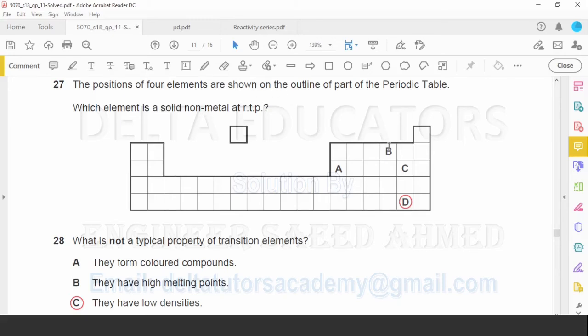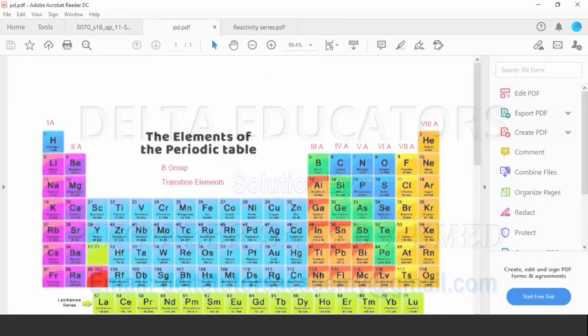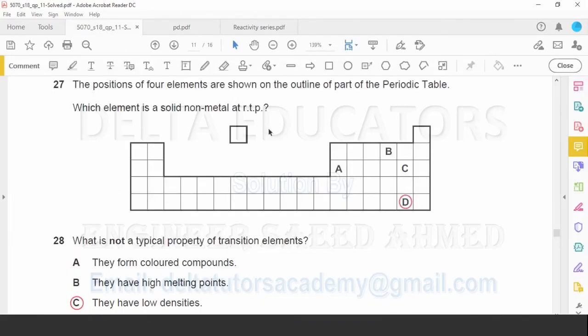Now here this B, it is a member of group 6A, it is oxygen, it is a gas. Here C is a member of group 7A, it is chlorine and chlorine is a gas. Here this D should be iodine and iodine is solid. Yes, in group 7, it is iodine and iodine is solid at room temperature and pressure and it is also a non-metal. So our correct option is option D.